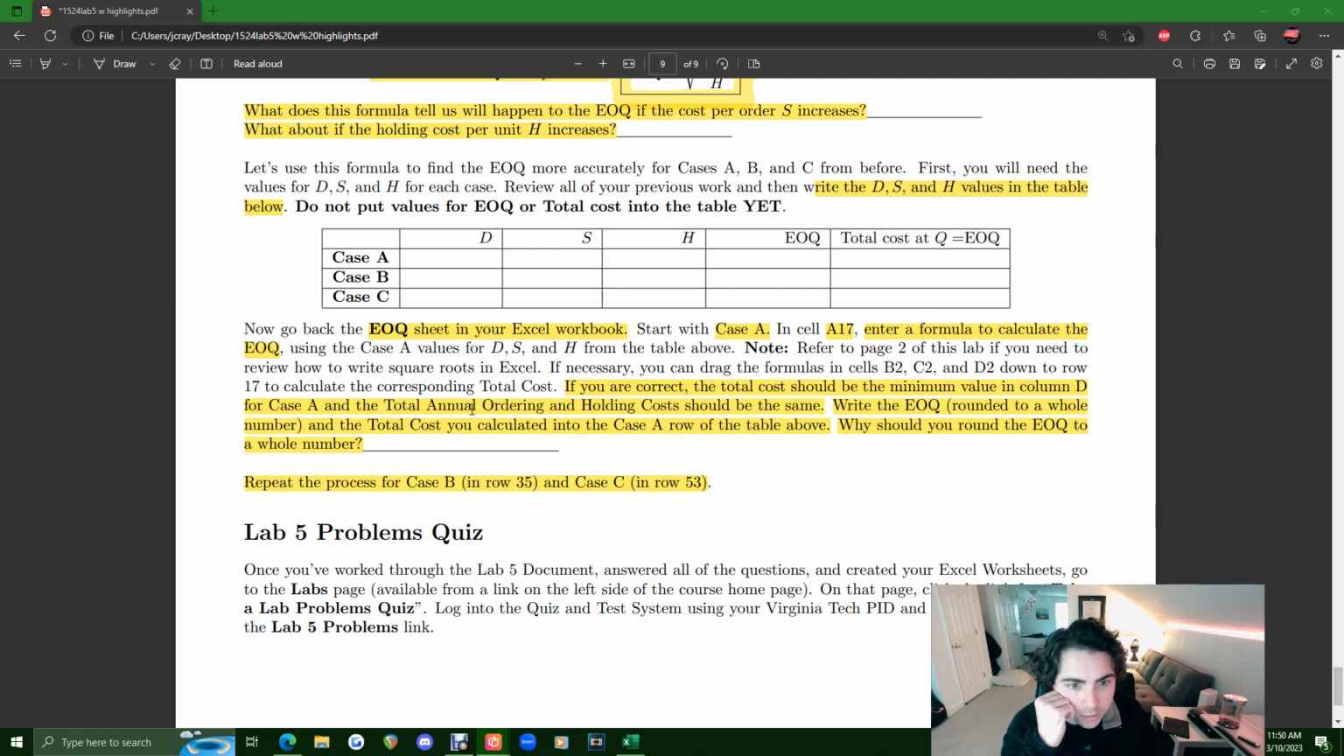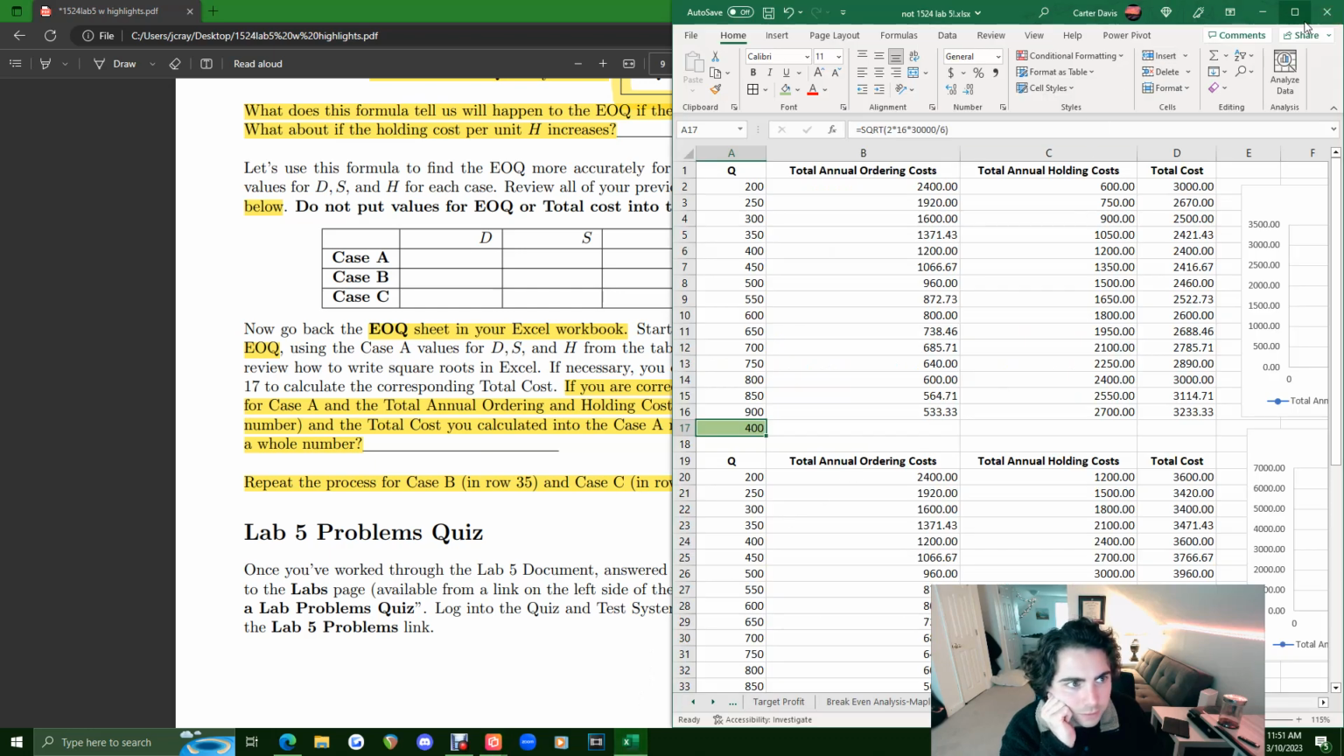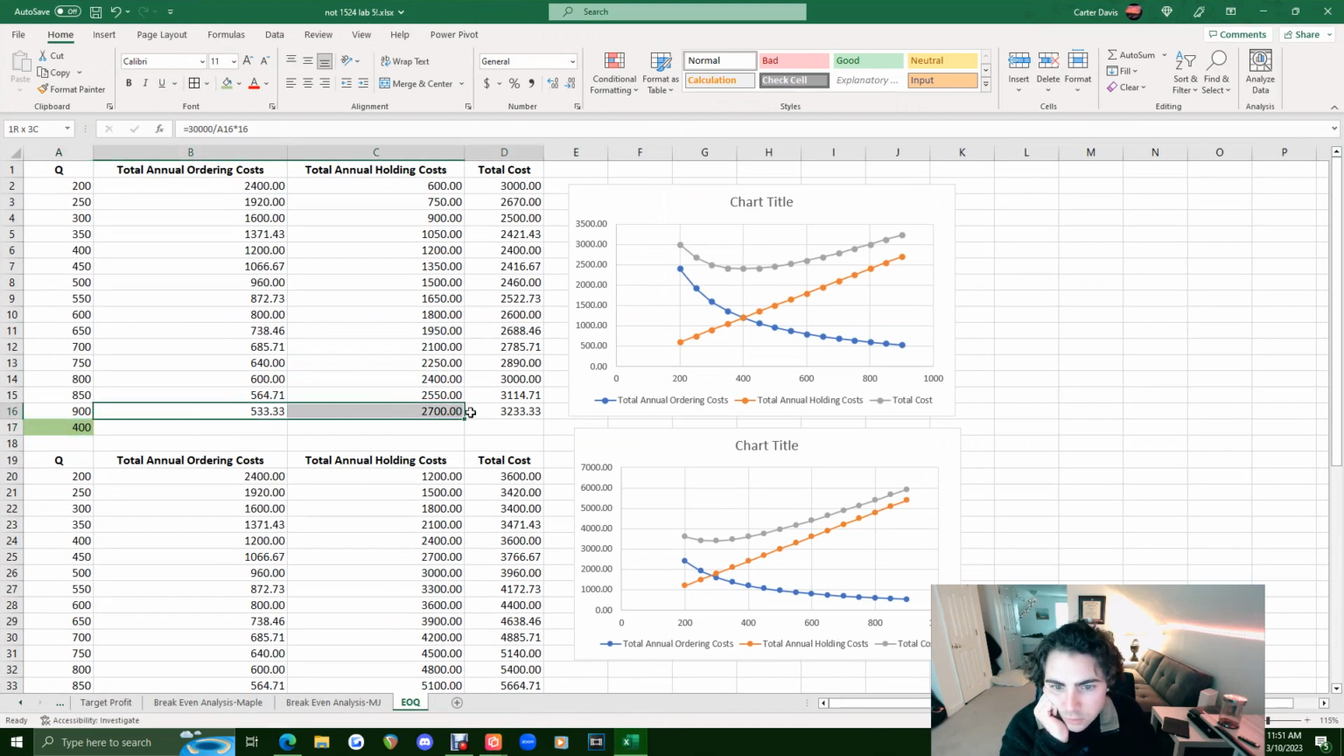Okay, sorry, my mind is mush right now. Let me process this. Okay. Write the EOQ and the total cost you calculated in the table above. Okay, so we're just finding total cost. If you want, you can just highlight all three of these, drag it down.